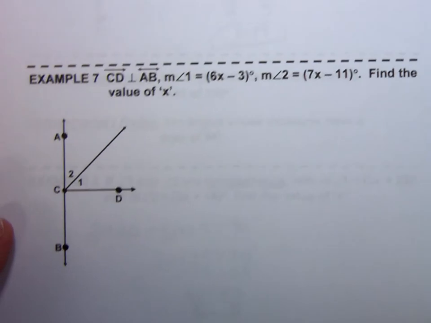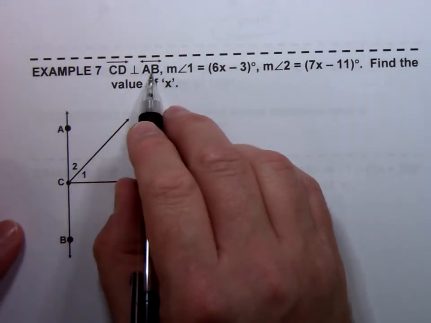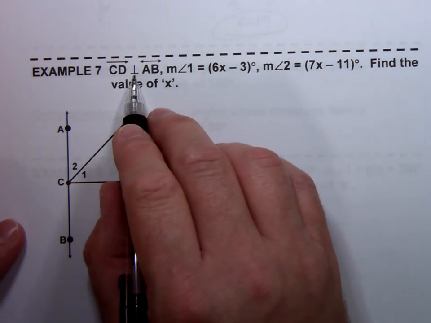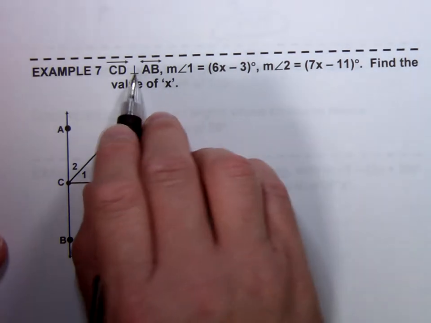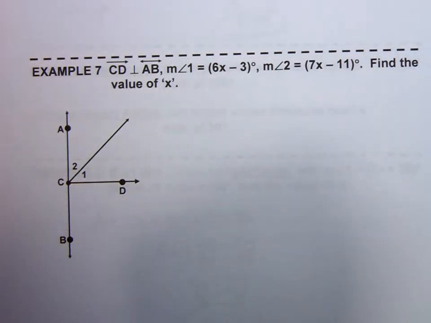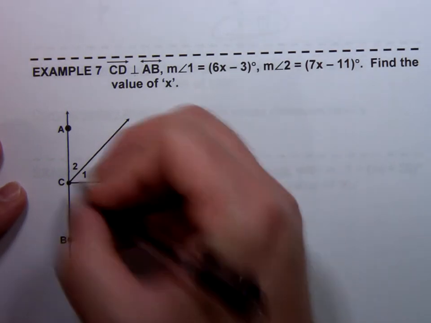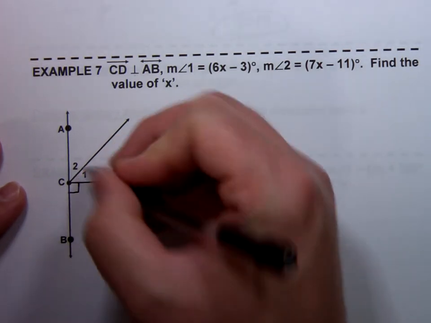All right, last problem, guys. It says line CD is perpendicular to line AB. Make sure we remember this symbol means perpendicular. And remember, perpendicular means that where they intersect, they're going to create right angles. So line CD and line AB are perpendicular. So this is a right angle and this is a right angle.